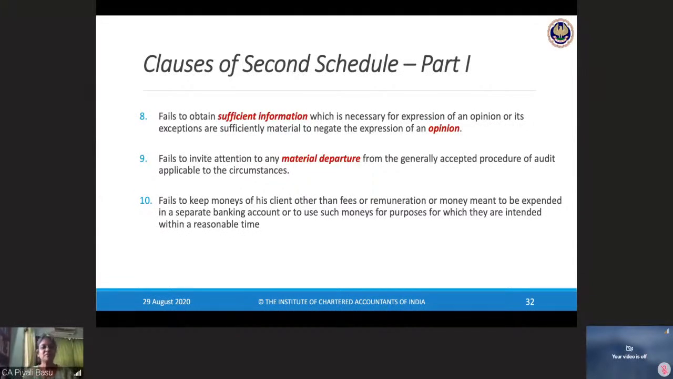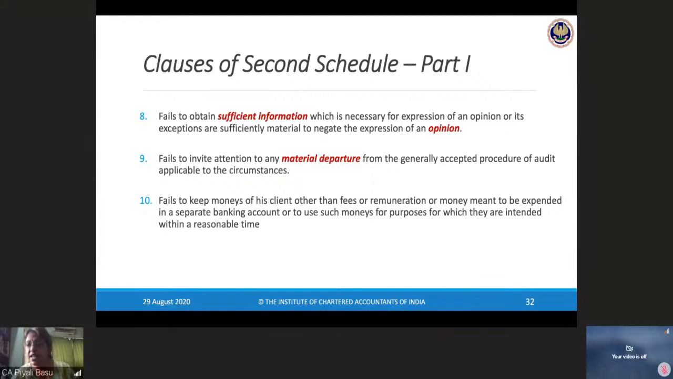Okay? Fails to obtain sufficient information which is necessary for expression of an opinion, or its exceptions are sufficiently material to negate the expression. Okay? So whatever opinion you are giving, it is wrong. Because misstatement is coming. You see another clause come. So it could be so many things depending upon the language of the case study. So sufficient information he didn't get. If he fails to obtain it, he didn't ask for it.